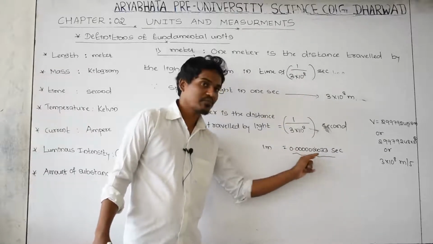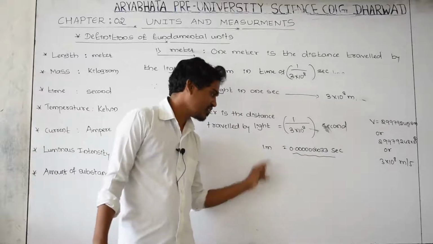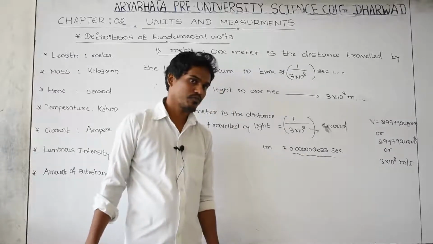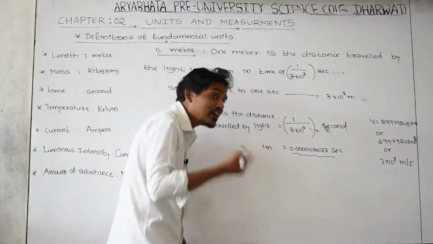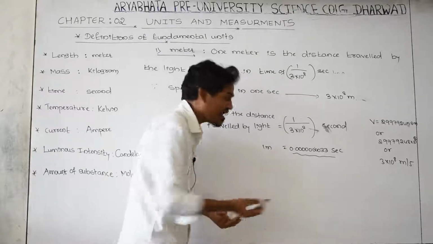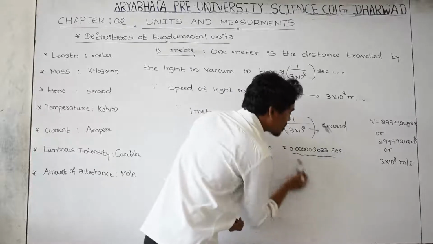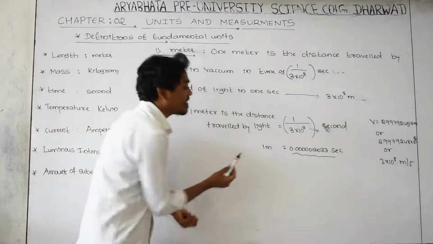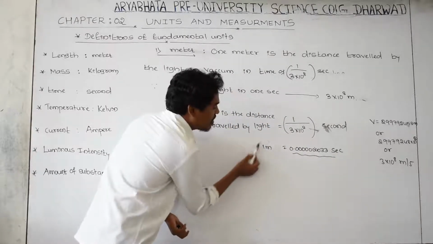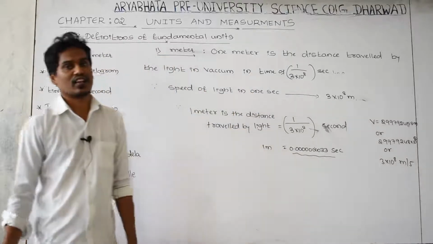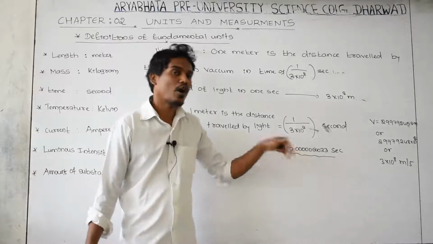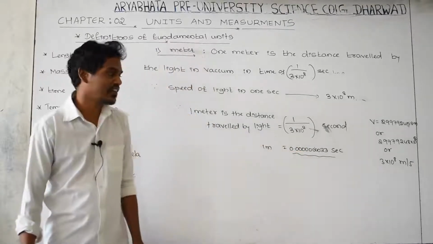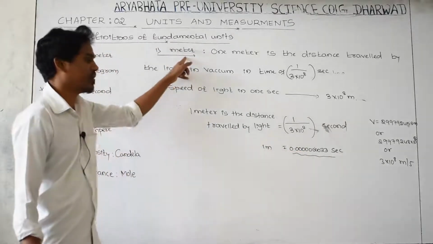In this much of time, light exactly travels this much of distance in vacuum. Therefore, 1 meter is the distance traveled by the light in vacuum in how much time? In this much time. In one second, light does what with this distance? It travels, exactly travels. Therefore, in this much of time, how much of the distance is traveled by the light? That distance is called 1 meter.